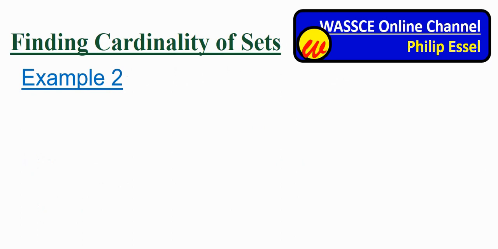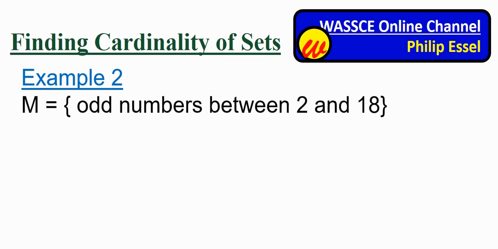Let's look at the example 2. For this example, we'll be looking for the cardinality of the set M. The set M are odd numbers between 2 and 18. For us to find the cardinality of this set M, it is important that we first convert this set notation to the listing notation. So we first have to list the members of the set M, then afterwards we'll find the cardinality of the set M.